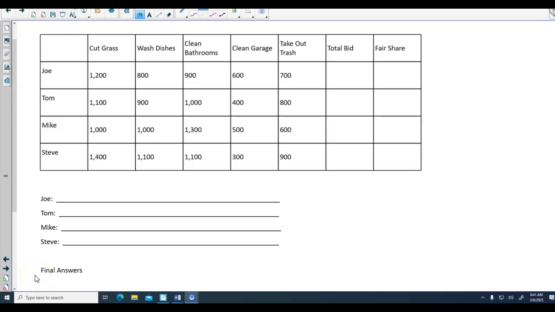These now are jobs, not items. The first part of the grid, or the chart, is going to be the same. We're going to add across. I'm going to get a total bid of 4,200. We're dividing by 4: 1,050.